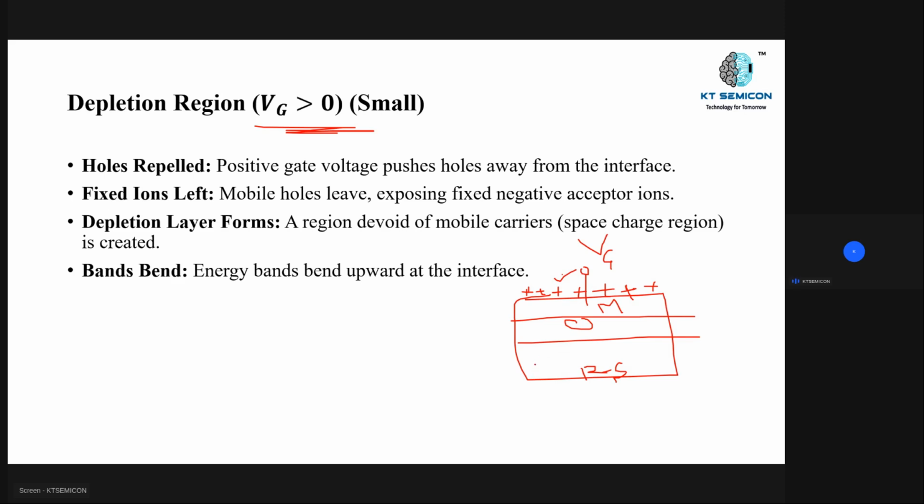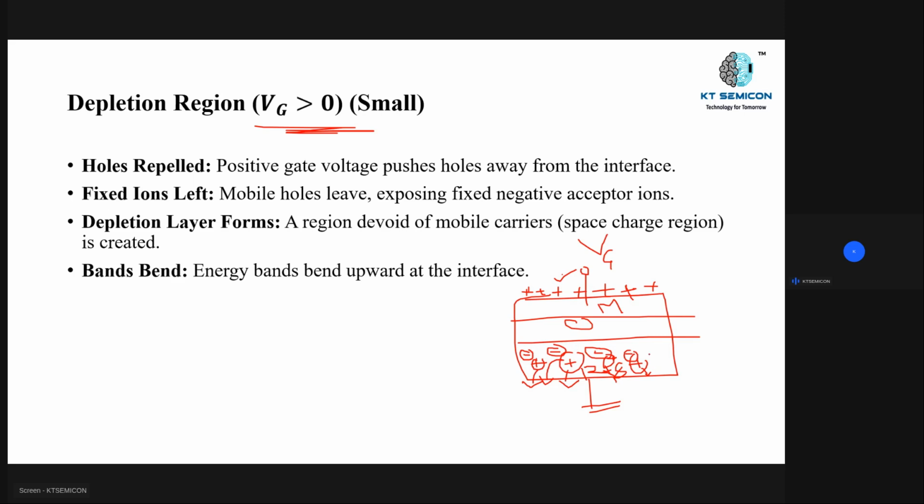That's why it will repel, and holes will try to move deeper into the substrate. Here we have the source, right? These holes try to go deeper into the substrate because of the repulsion forces. Whenever a hole moves deeper into the substrate, it leaves one negative ion.